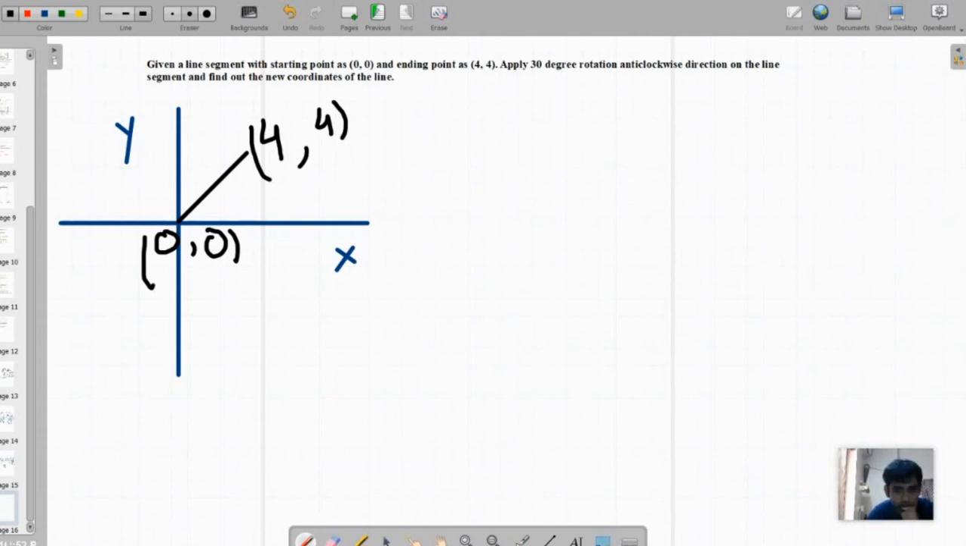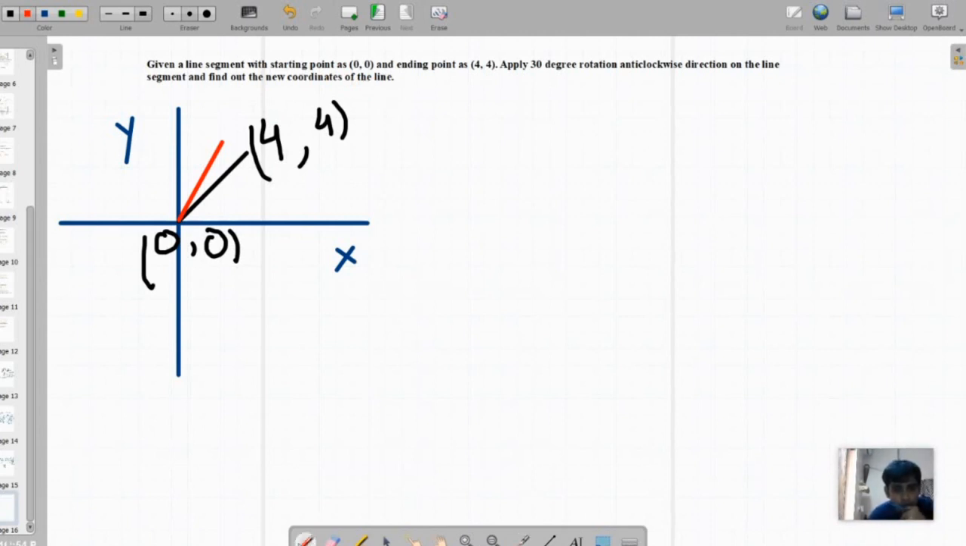So next we are being told to apply a 30-degree rotation towards the anti-clockwise direction on the line segment. That means here is your line at present. You need to apply a 30-degree rotation in the anti-clockwise direction. So visually you can say that after applying the rotation, you will arrive something like here, right? Now, what is the problem? What answer is it asking for? It is asking to find out the new coordinates of the line.